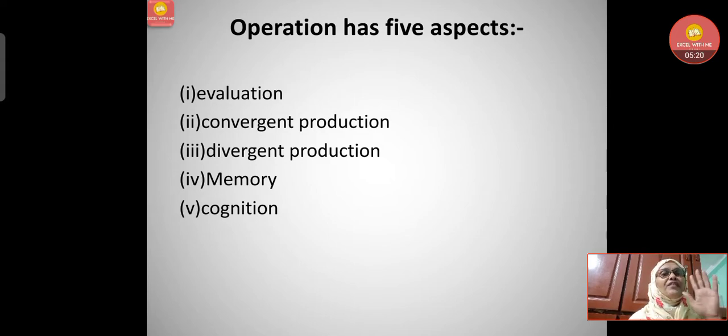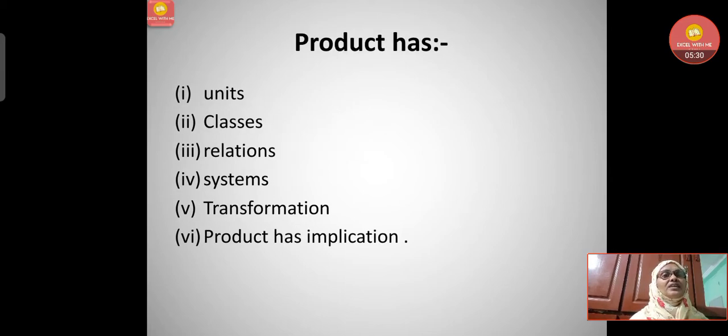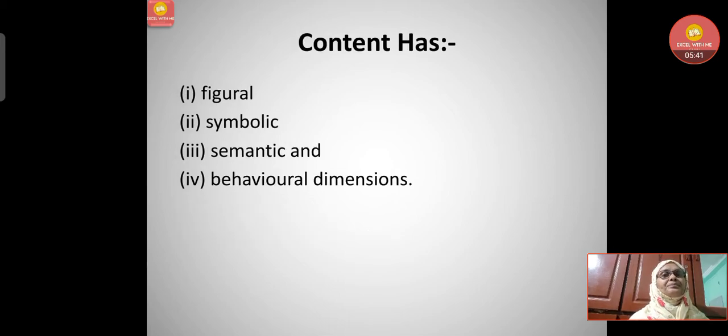Operation has 5 aspects, that is evaluation, then convergent production, divergent production, memory, cognition. And the next one is product. It has units, classes, relations, systems, transformation, and implication. Now the third one is content.